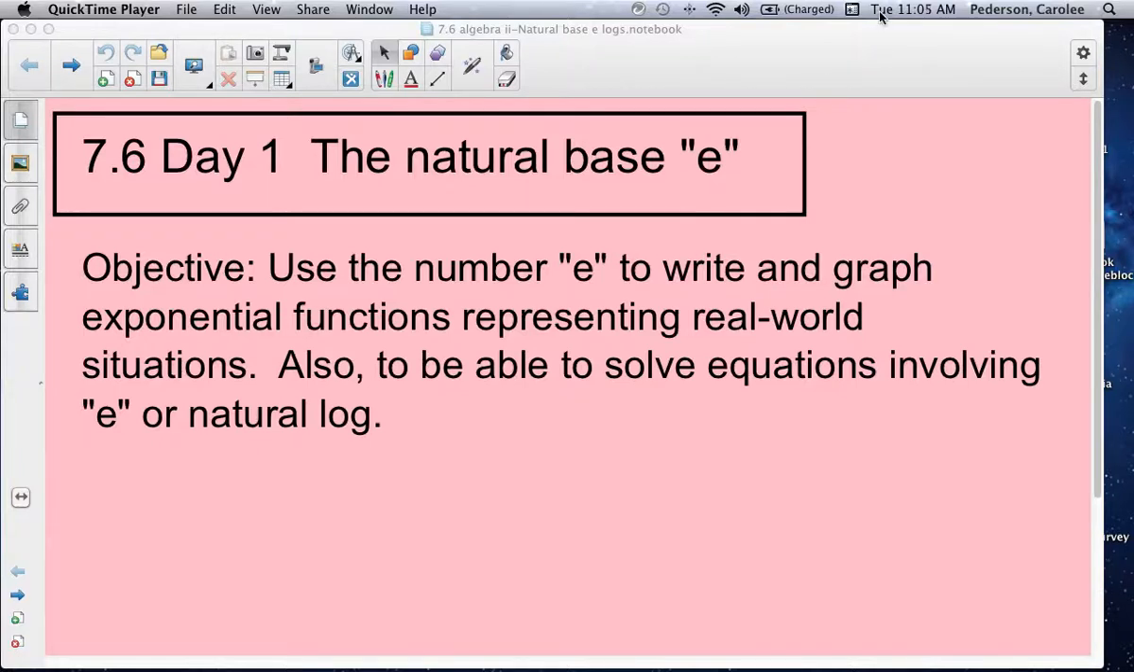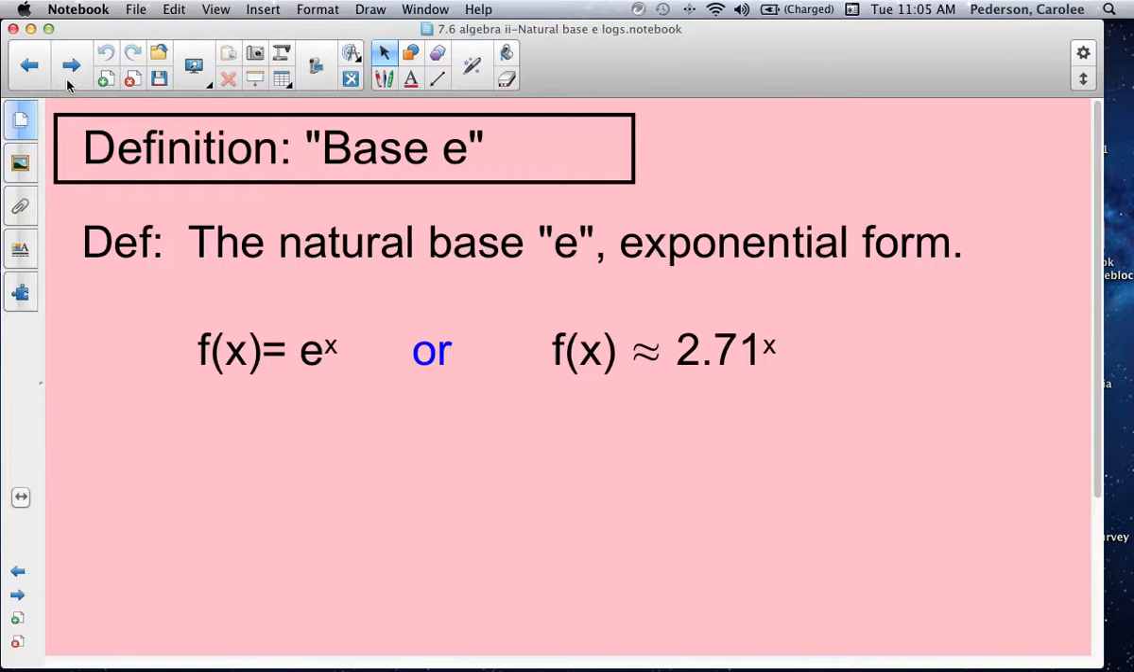This is 7.6 day 1, the natural base e. We're going to introduce you to the value of e. We did a little bit on a word problem on the previous lesson 7.5. So here's the definition of base e.